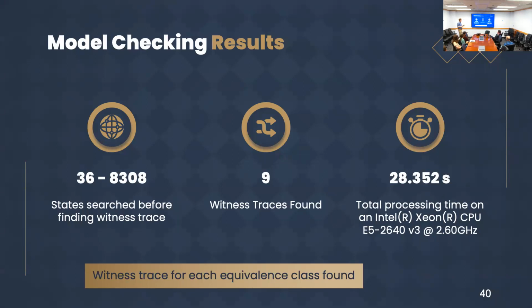So to do that, we can create an automaton in our model checker that accepts these equivalence classes, and we're going to find a witness trace for each of them. So we evaluate relatively few states. On the smallest case, we had just 36 states evaluated before we found a witness trace. On the worst case, 8,300 states were evaluated before we found a witness trace, but we found all 9 witness traces. And there's a lot of traces to look for. On my machine, it took a little over 28 seconds to find all those traces.